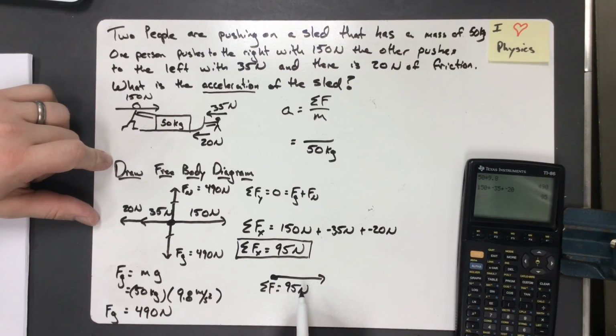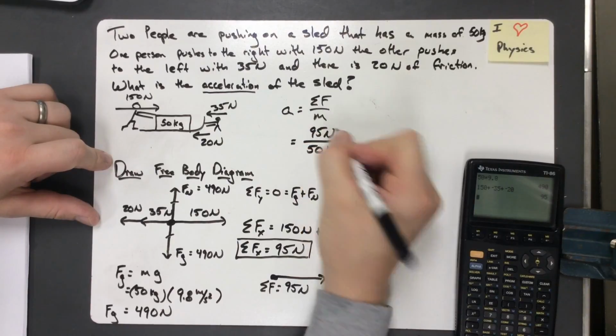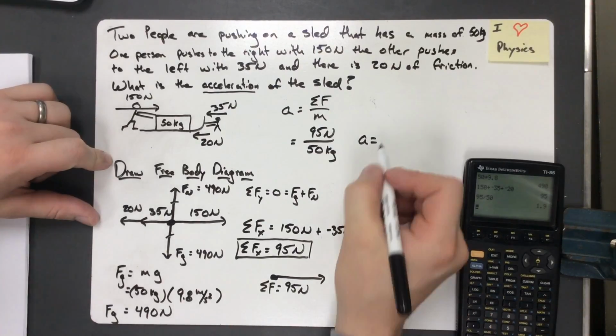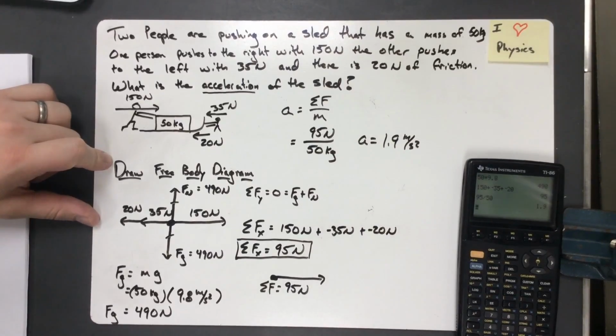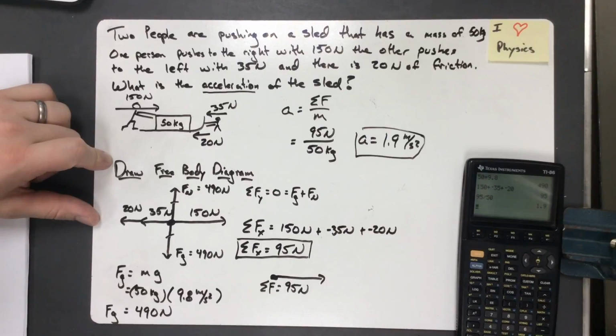Now that we know that, to figure out the acceleration is pretty simple. All you have to do is bring that number up here and run that through on your calculator. And you'll find out that the acceleration of the sled is 1.9 meters per second per second.